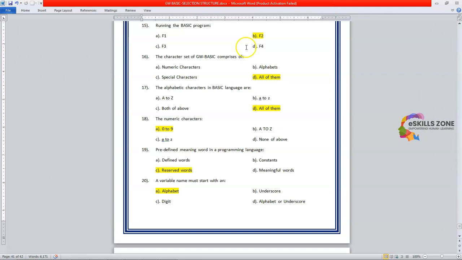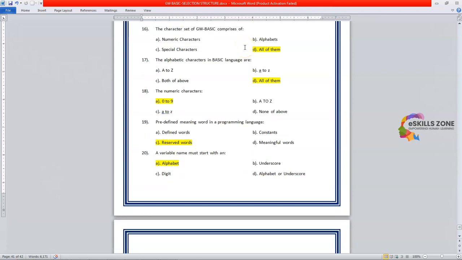Now the next number is number 16. The character set of GW basic comprises of. So now we are talking about the character set. The option A is Numeric Characters, option B is alphabets, option C is special characters, and the option D is all of them. Yes viewers, the character set of GW basic comprises of all of them, means it consists of numeric, alphabets, and special characters.